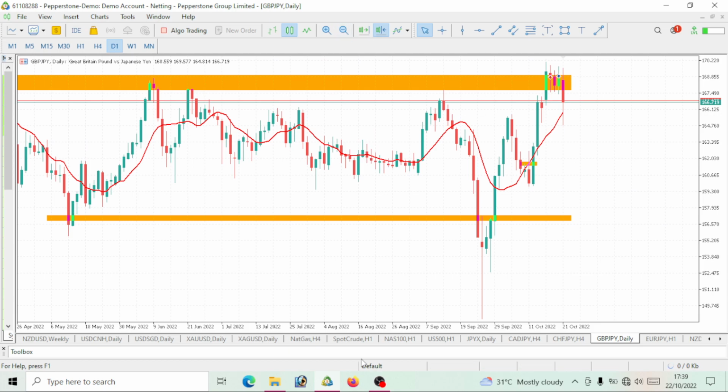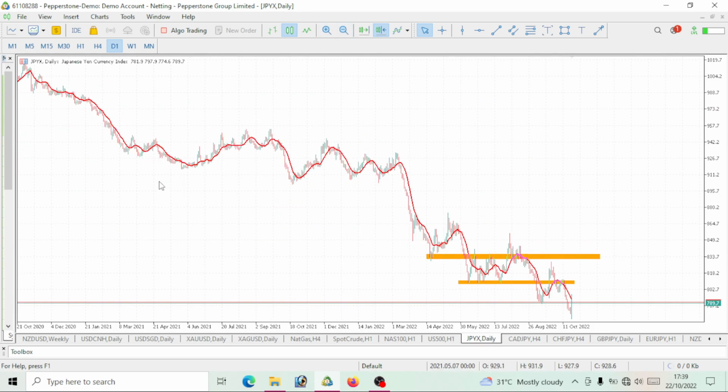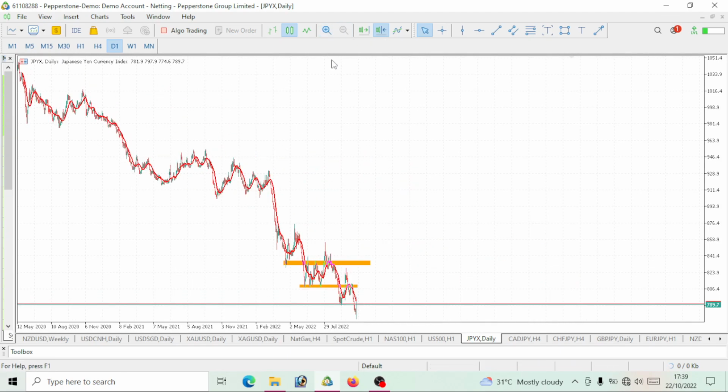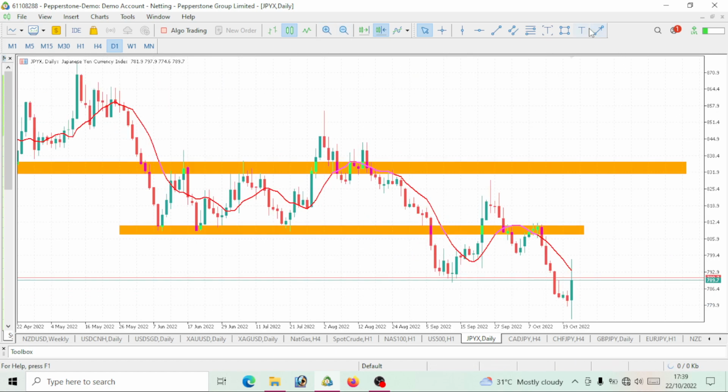Now let's see it on our JPY index. Take a look at this JPY index. Zoom it out, and we can see the full trend movement, which is a bearish move. The JPY index is giving us a bearish move, right? So take a look at this movement from here. Let's start from here. You can see this as a low, a kind of correction low, right?